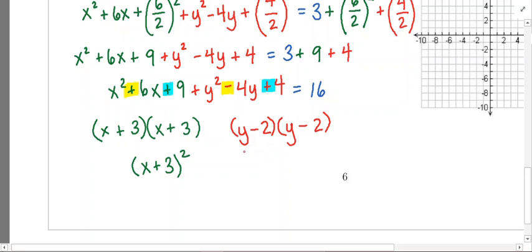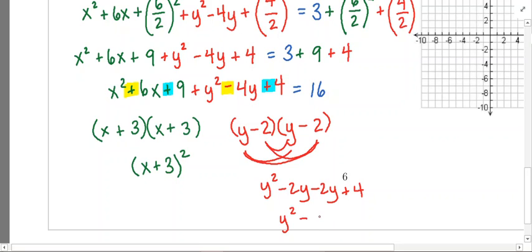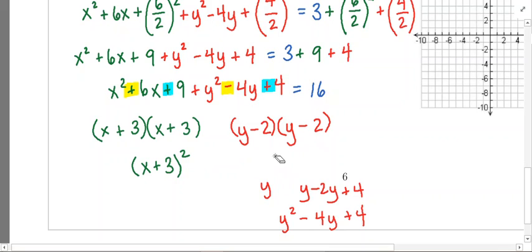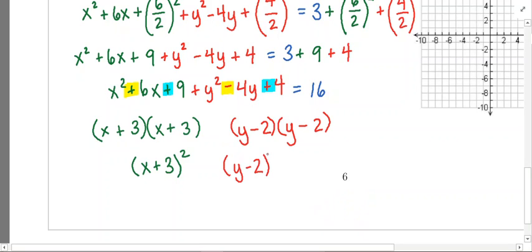Again, we can quickly FOIL this and check it. This is going to be y times y is y squared, minus 2y, minus 2y, and then negative 2 times negative 2 is positive 4. Combine like terms, you get what you started with, which is y squared minus 4y plus 4. So we have factored correctly here. We have been left, like I said, with the same factor times itself. So y minus 2 times y minus 2 can also be written as y minus 2 squared.